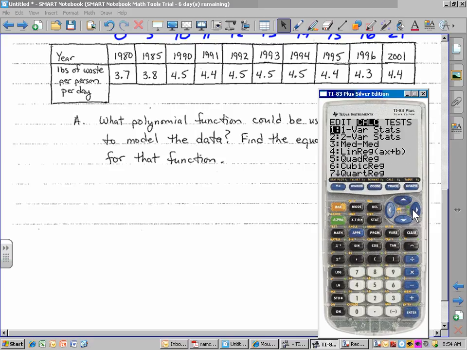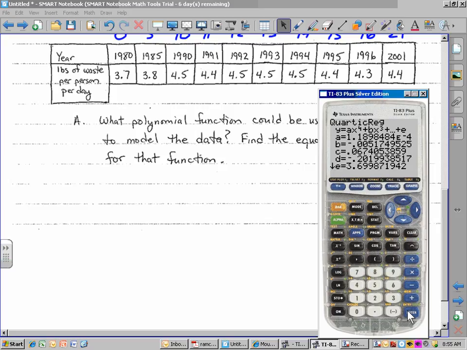Stat, calc. Let's try cubic, number 6. We were at 81.7, now we're at 82.7. So that's a little bit better. Not much better, just a tiny bit better. And the last one we're going to try is a quartic. Stat, calculate, number 7, quartic.